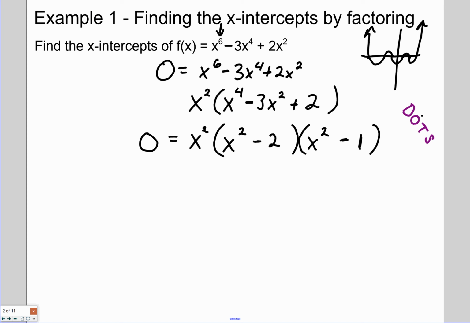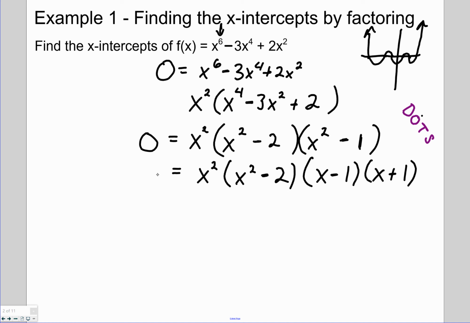This one, x squared and 1 are both perfect squares. So that's going to factor to be x minus 1 times x plus 1. And then I'm going to bring down x squared minus 2. Why did I not do the same thing for x squared minus 2? It's subtraction, it's the difference, but 2 is not a perfect square. All right, so that's why I didn't do that one. And then bring down x squared. Now we have fully factored.